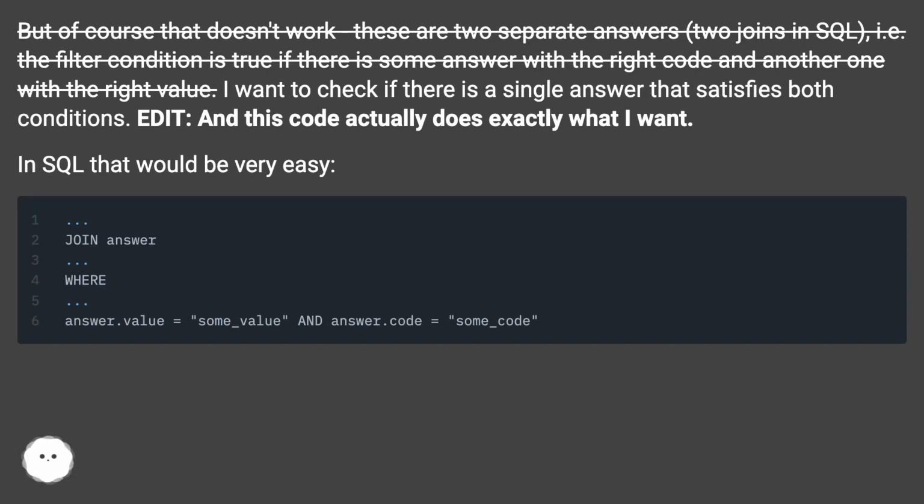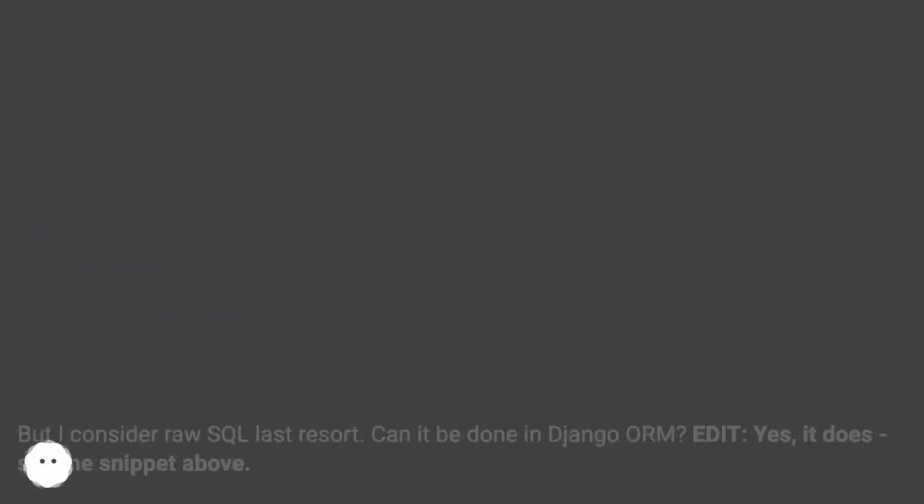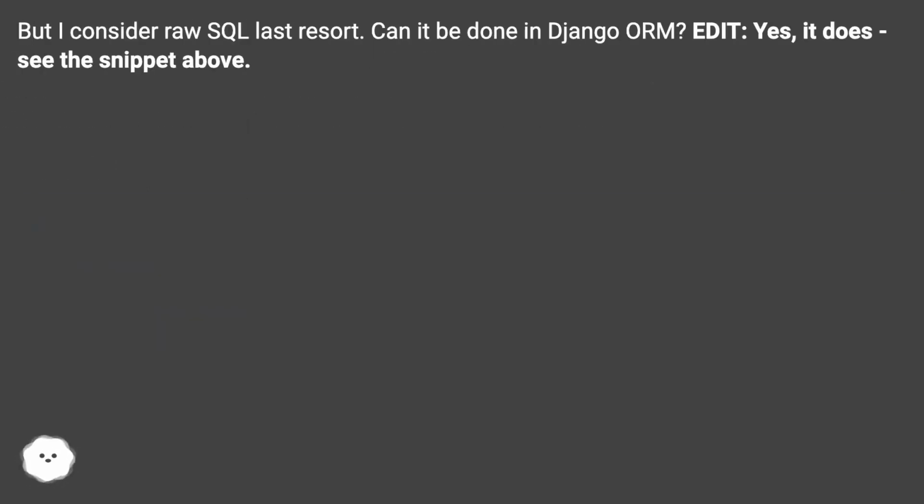In SQL that would be very easy. But I consider raw SQL last resort. Can it be done in django-orm? Edit, yes, it does, see the snippet above.